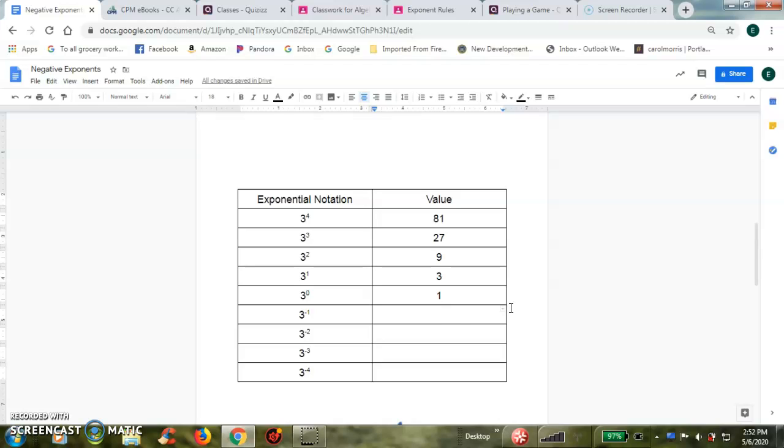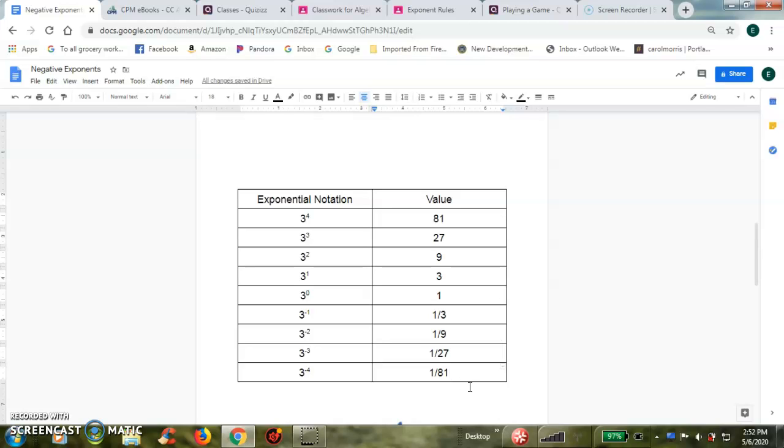But remember, we're dividing by 3, so this one's going to be 1/3. Right? 1/3 of 1/3 is 1/9. 1/3 of 1/9, or 1/9 divided by 3, is 1/27. And then 1/3 of 1/27 is 1/81. Right, you can see the same pattern holds. 3 to the 4th power is 81.